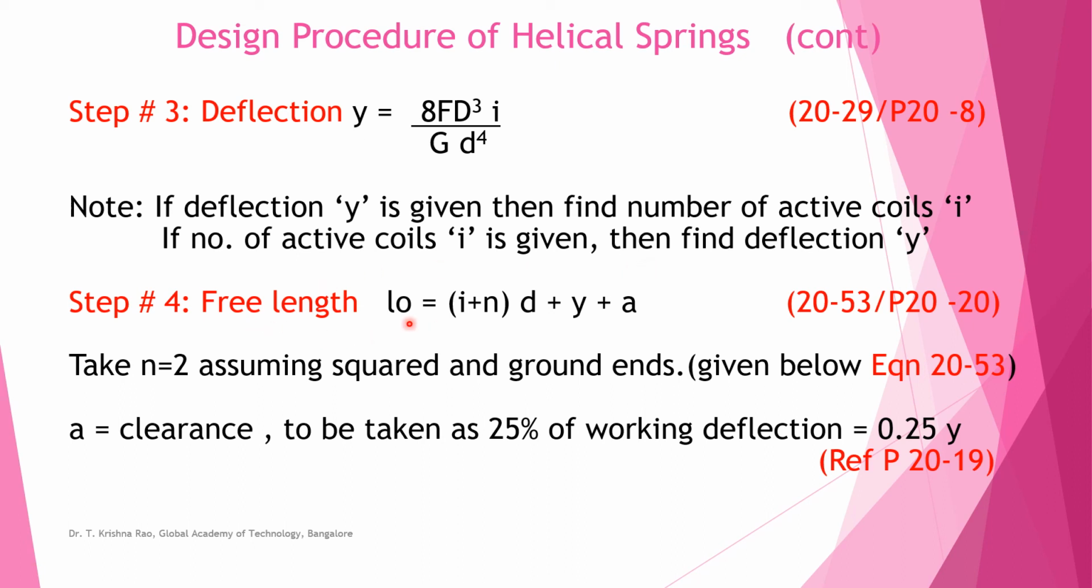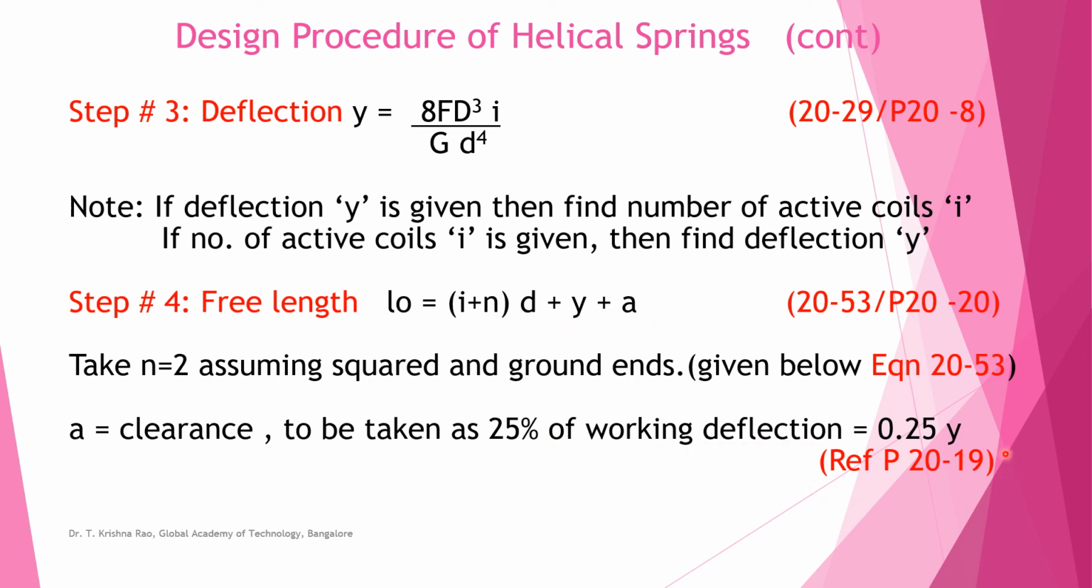Then the free length L0, the height of the spring. Free length L0 is (I plus N) into d plus y plus A. This (I plus N) into d is called the solid height of the spring. If all the coils are compressed completely and resting one above the other, suppose 4 coils are there, then 4 into d is the height. Then you require the deflection plus some reliability. A is called clearance, extra. Even if the load increases by a small value, it should not become solid. A is always taken as 25% of the working deflection.